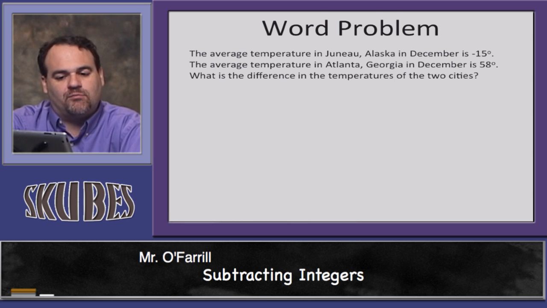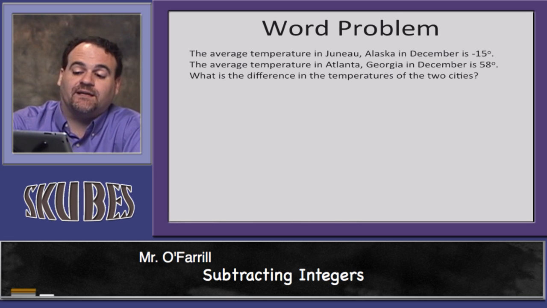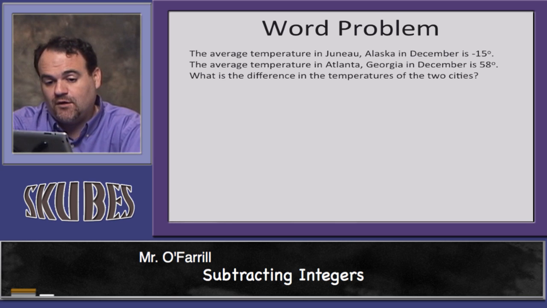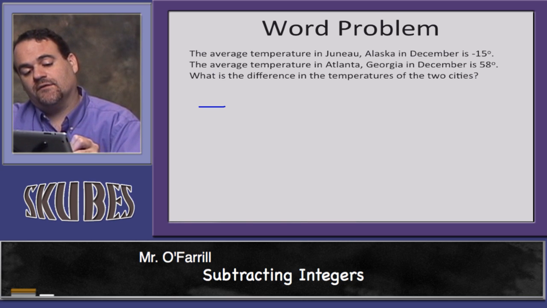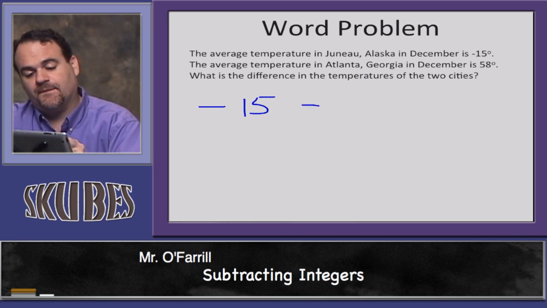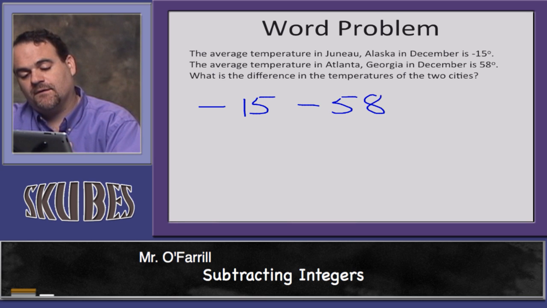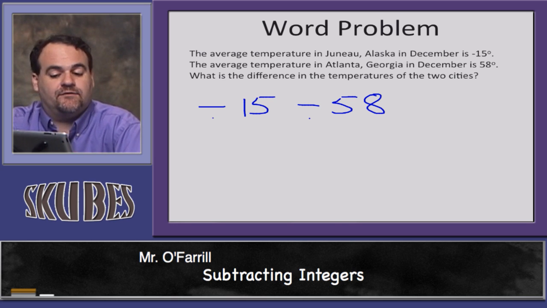And finally, let's do this as a word problem. The average temperature in Juneau, Alaska in December is negative 15 degrees. The average temperature in Atlanta, Georgia in December is 58 degrees. What is the difference in the temperatures of the two cities? So we're looking for the difference between negative 15 and positive 58. In effect, they both look like they're negative.